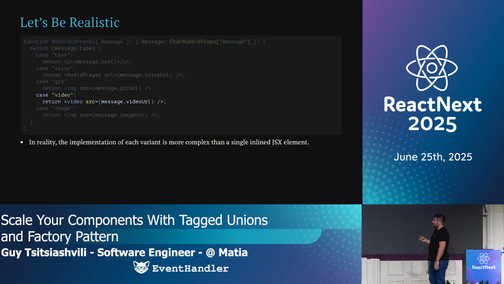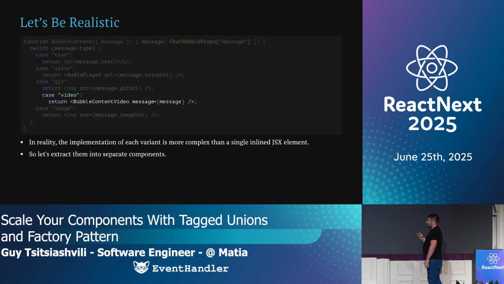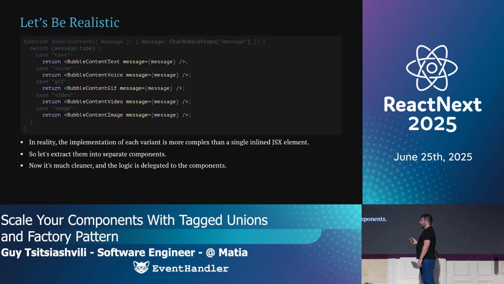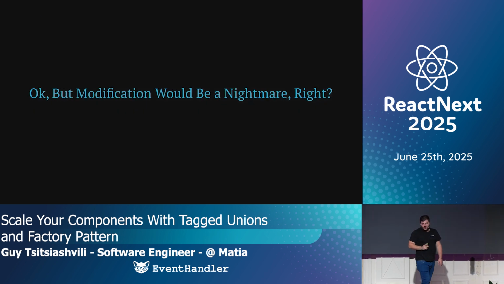So what we're going to do is extract the actual implementation into a smaller component, bubble content video, and it will take only one prop, which is the message. And the message in this context is already narrowed down. So the message prop is video message in this case. And we're going to do it for the rest, okay?